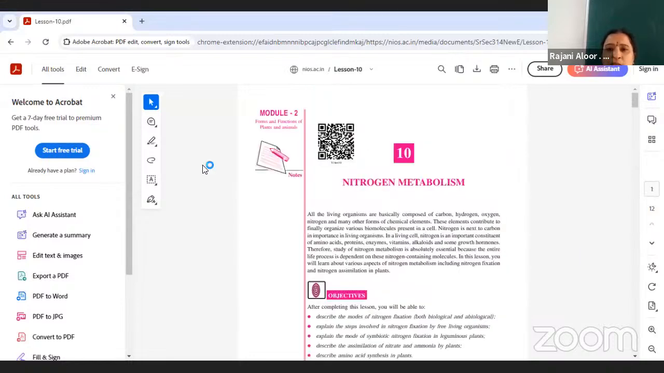See, nitrogen metabolism. What is nitrogen metabolism? What is the use of nitrogen metabolism in plants? Is this a micro element or a macro element? How is nitrogen absorbed in plants? Where is it available? These are the things we will discuss in today's section. Okay. Now, today we start with nitrogen metabolism. What is nitrogen metabolism?